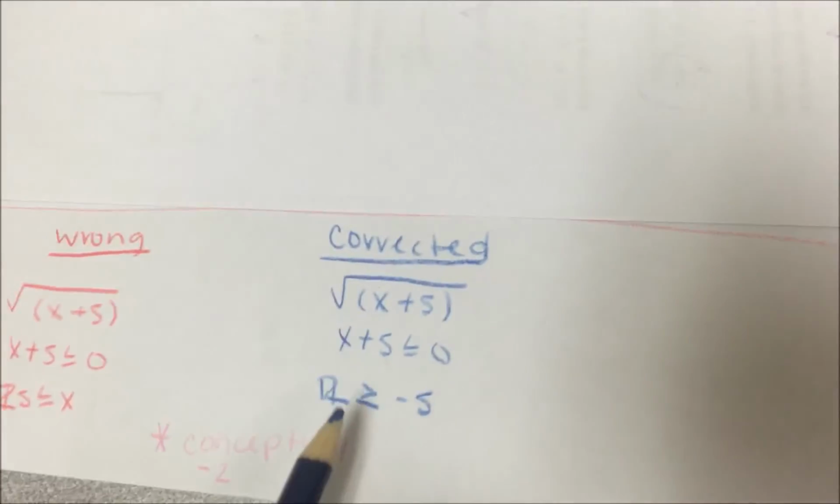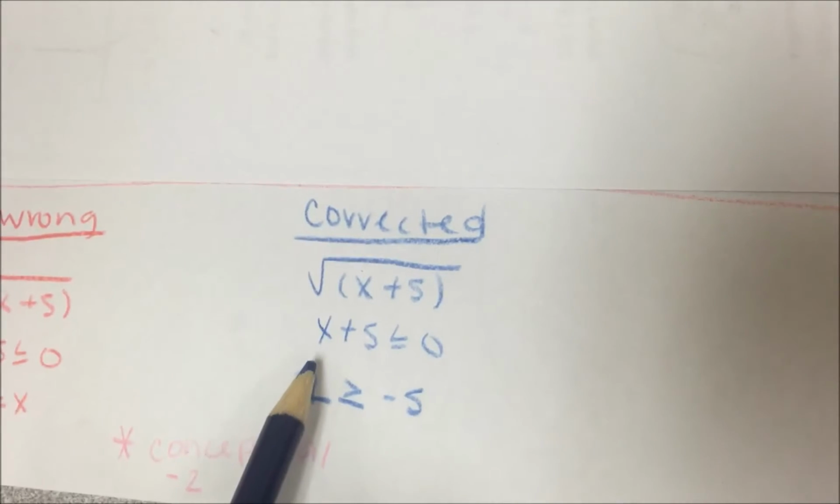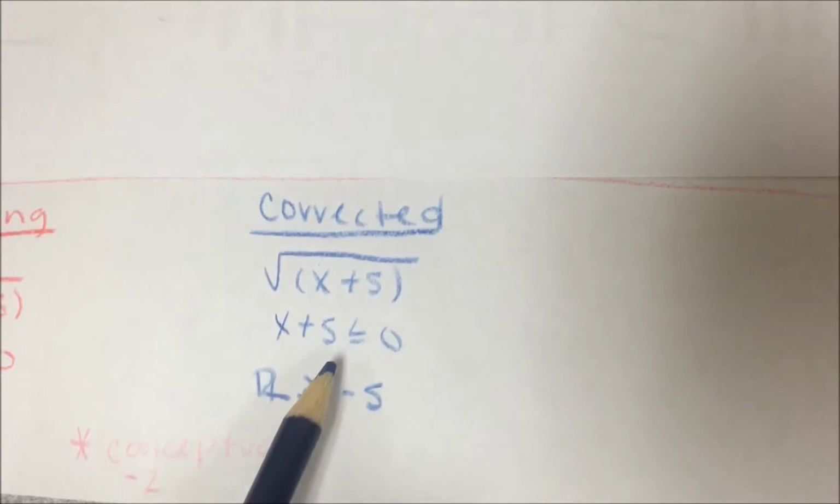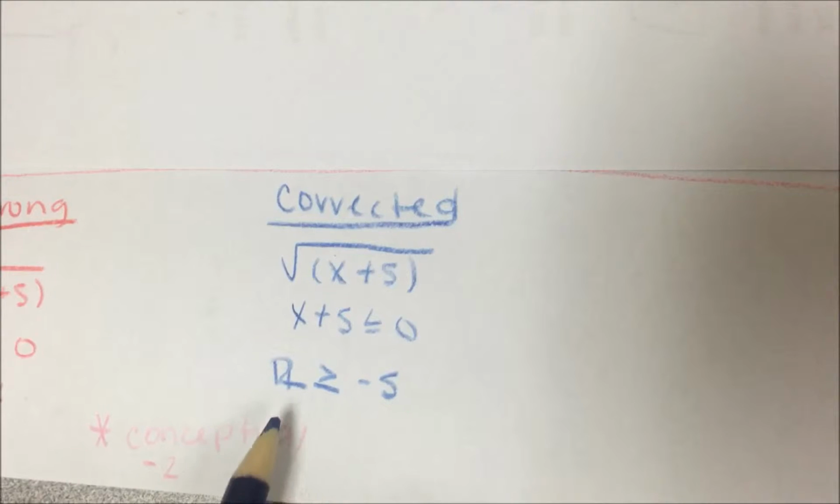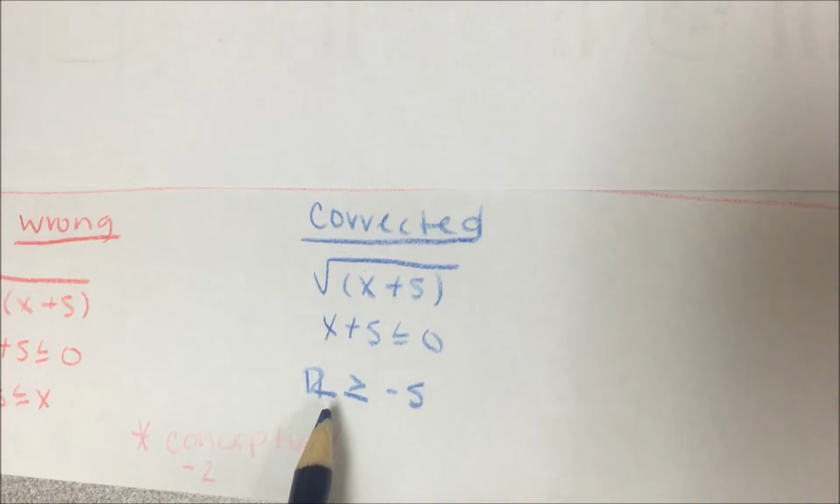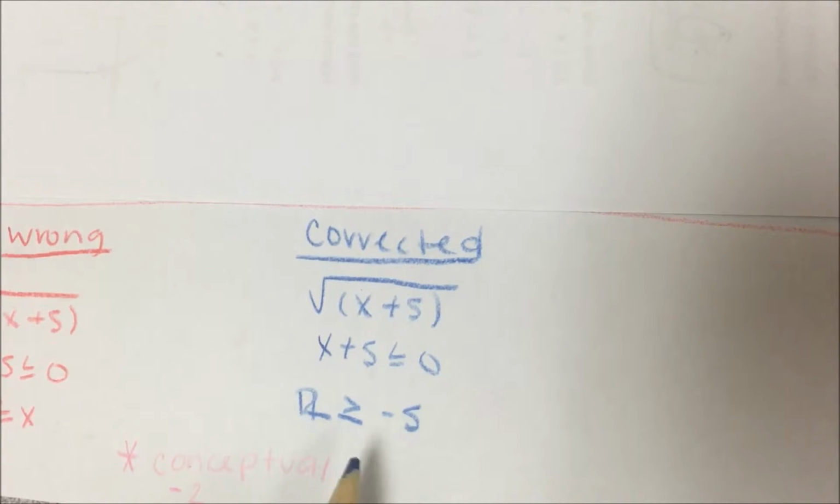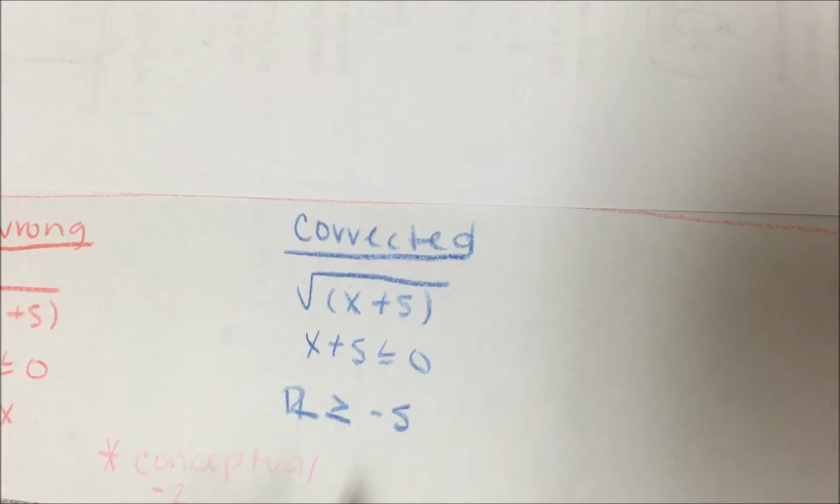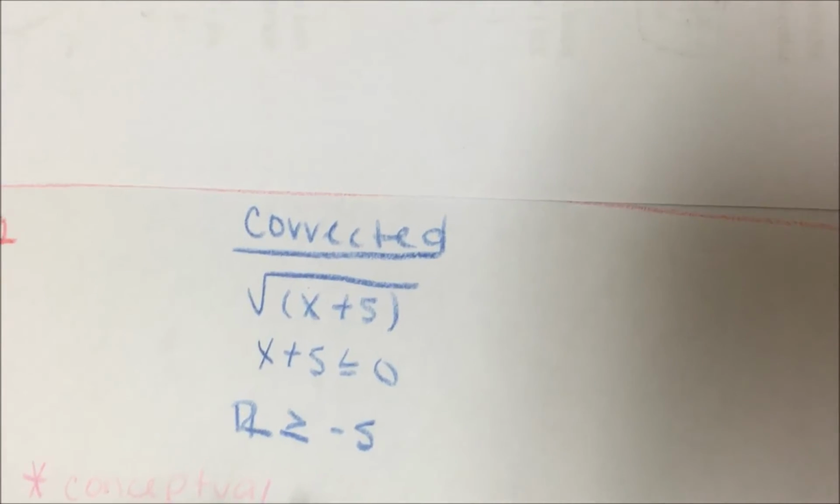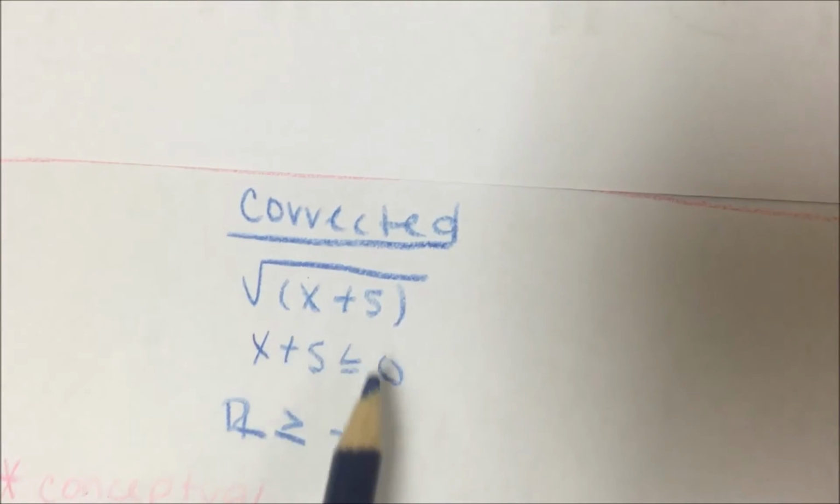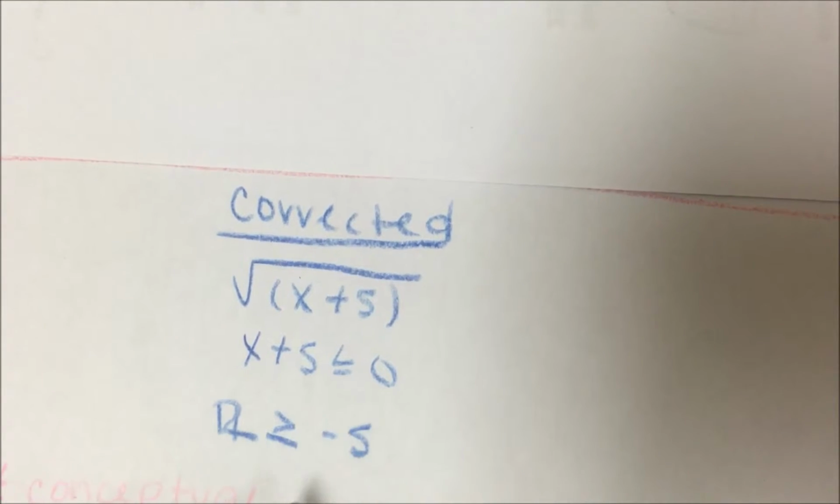Alright, so when they did this, they had x plus 5 is less than or equal to 0. When they rewrote it, it should have been all real numbers greater than or equal to -5. They forgot to put a negative sign in front of the 5, and the domain is what makes the under the radical 0. So that's why we needed the negative sign there.